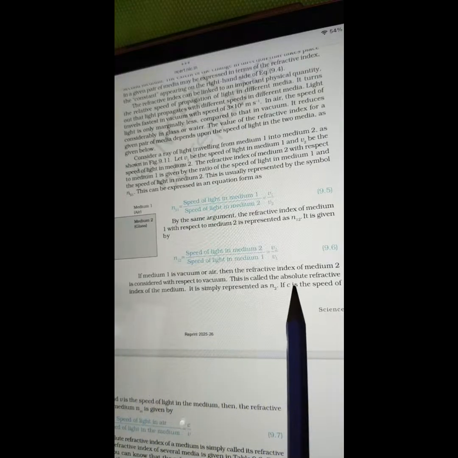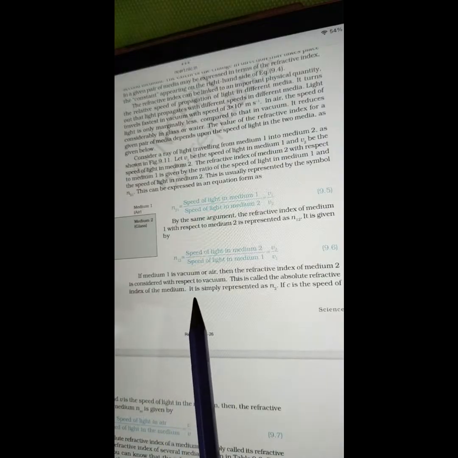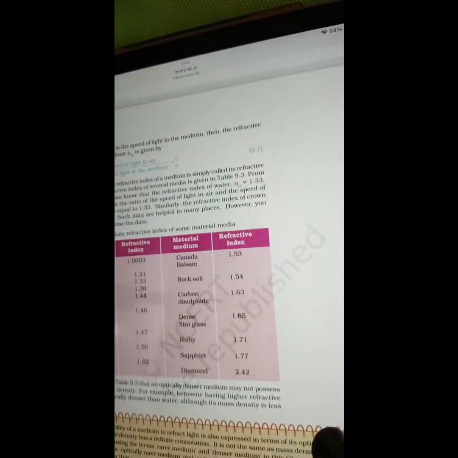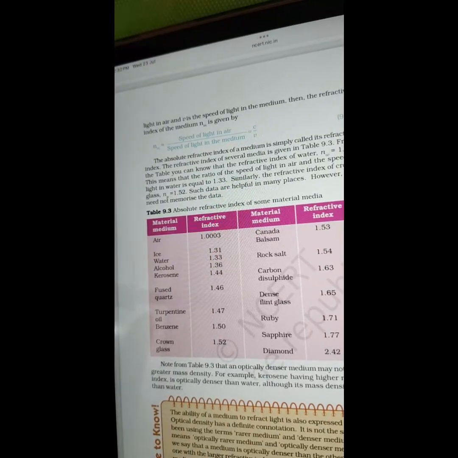If medium 1 is vacuum or air, then the refractive index of medium 2 is considered with respect to vacuum. This is called the absolute refractive index of the medium. It is simply represented as n2. If c is the speed of light in air and v is the speed of light in the medium, then the refractive index of the medium, nm, is given by nm = speed of light in air divided by speed of light in the medium, that is, nm = c/v.